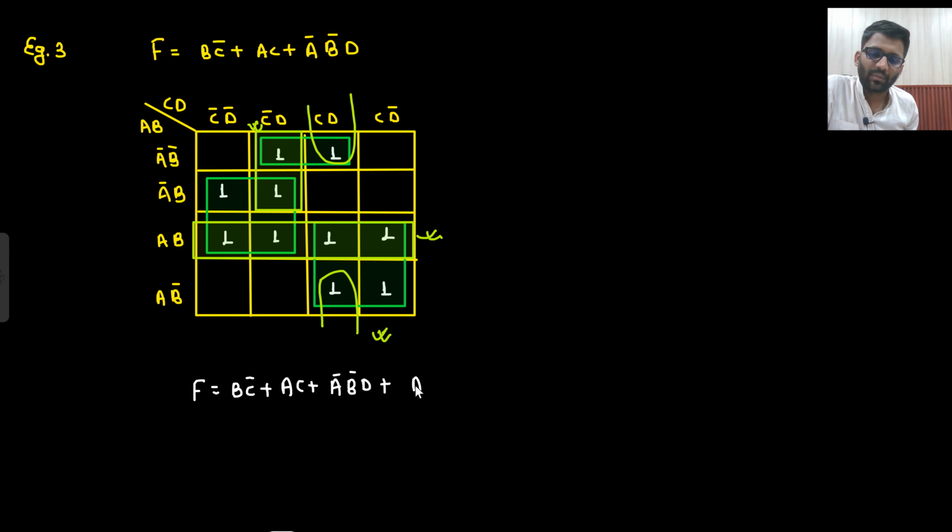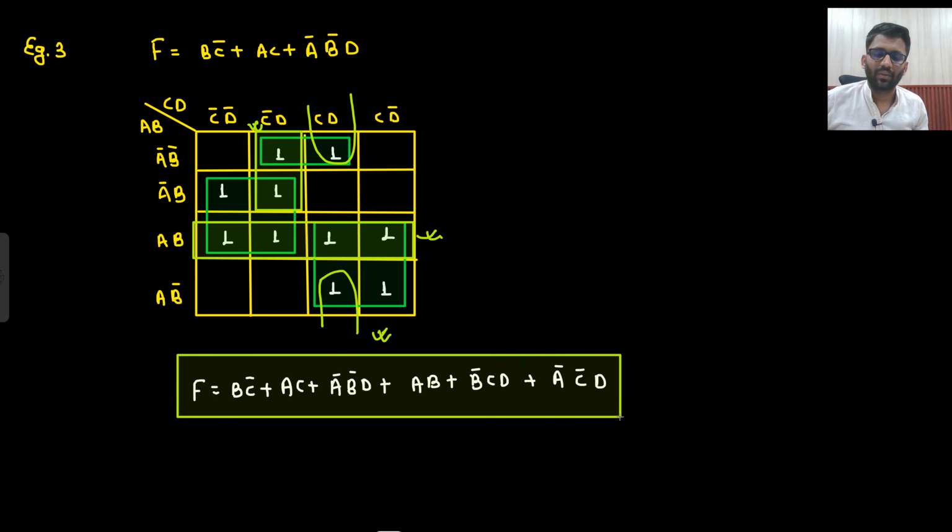What about this? This is AB plus, what about this? This is CD and B bar, B bar CD. Basically this is complete CD and B bar plus A bar C bar D. This is C bar D and then A bar. So that's it. This is the expression. So from here only we have got our expression F.